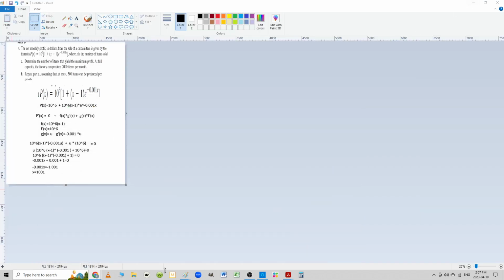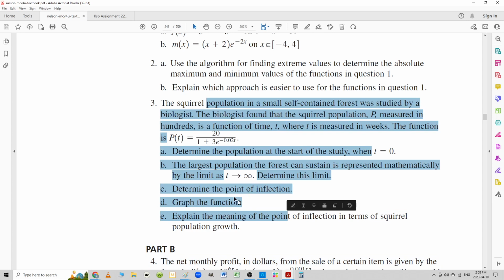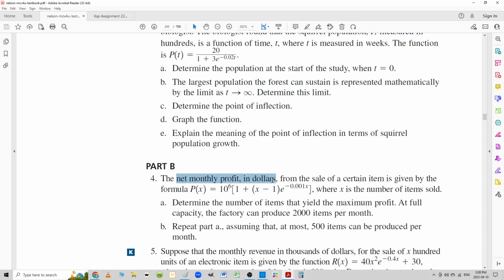So the next one is all about... so there's the squirrel population, for those of you who weren't sure which one I was doing. Next one's about net monthly profit, which we did the first and second derivative together, but I'm going to do it with you to show you how much easier it is with you. Obviously, the annoying thing in here is that.